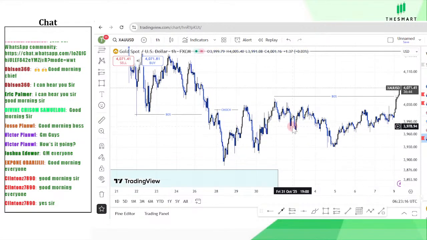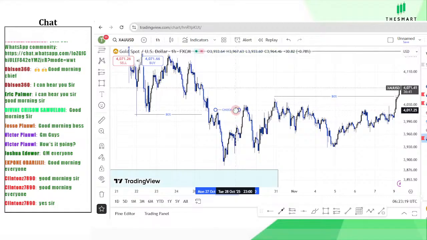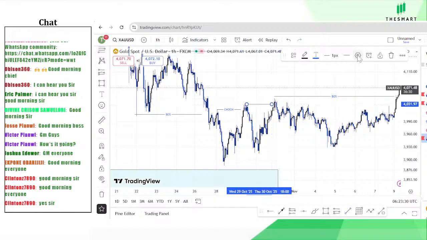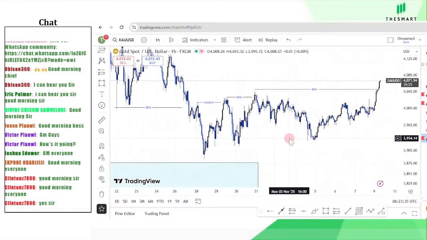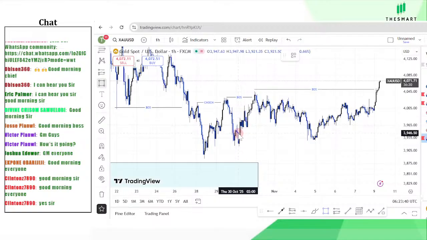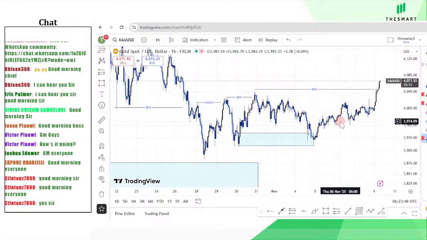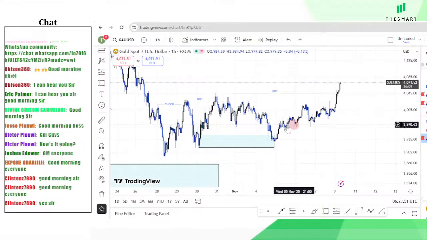Alright, so from the 1 hour, we have this change of character here is valid, followed by what? A break of structure. So we have that break of structure, and I can see price came back into this other block here. Price came back into this other block, and that's why we have this push to the upside, taking out all of this liquidity that was resting here.